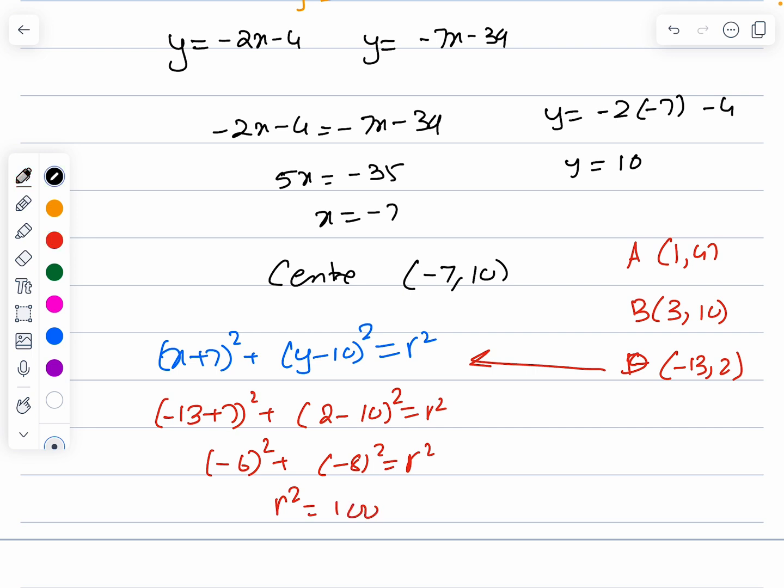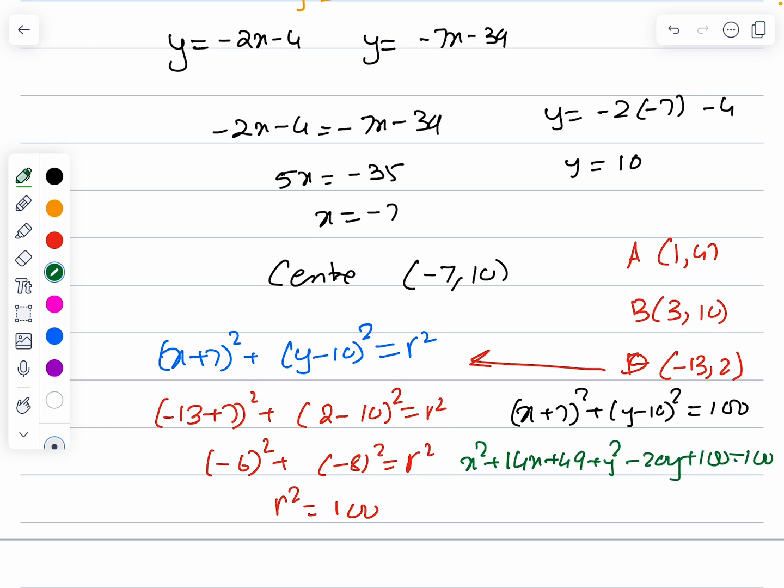So what will be the equation of the circle now? (x plus 7) whole square plus (y minus 10) whole square equals 100. You can leave it there, or you can expand it as x square plus 14x plus 49 plus y square minus 20y plus 100 equals 100. Simplify that. Your final answer is x square plus y square plus 14x minus 20y plus 49 equals 0. That's going to be the answer.